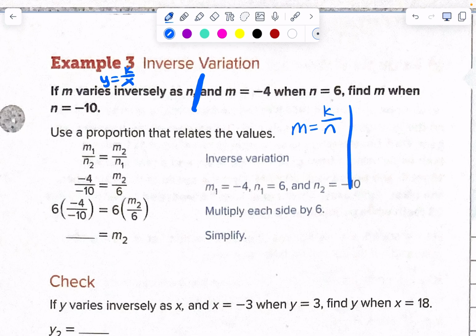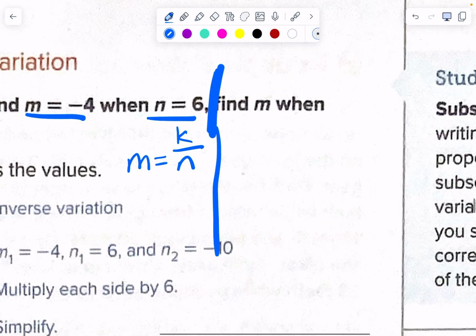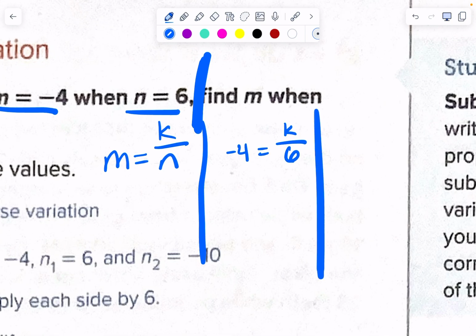Now I have to solve for k. M is negative 4 when n is 6. They're giving it to me in the right order now, so I have to solve for k. How do I solve for k? I just multiply the 6 over. What's k going to be? K equals negative 24. So m equals negative 24 over n.